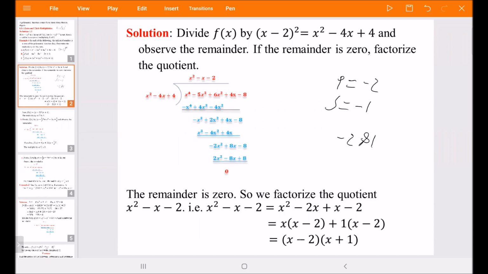Now we have here x minus 2, the whole square, as a factor of f of x. And we have two more factors of f of x, x minus 2 and x plus 1. So f of x can be obtained from the product of its factors as x minus 2 the whole square times x minus 2 times x plus 1. Now x minus 2 the whole square times x minus 2 is x minus 2 cubed. So x minus 2 cubed times x plus 1.